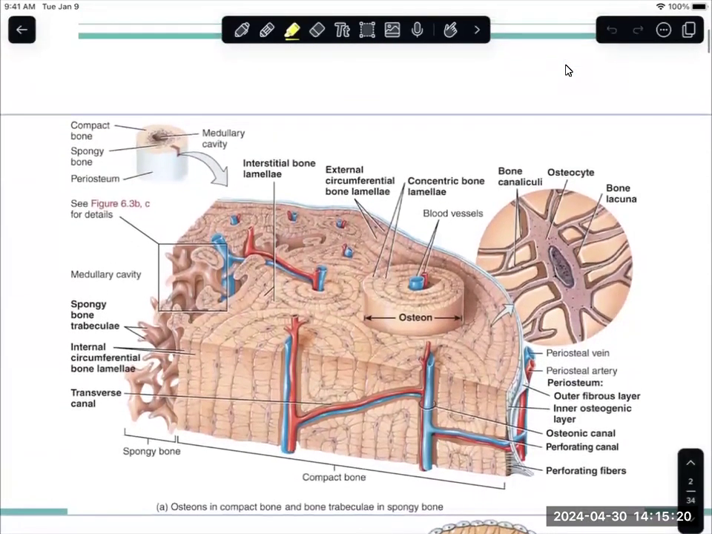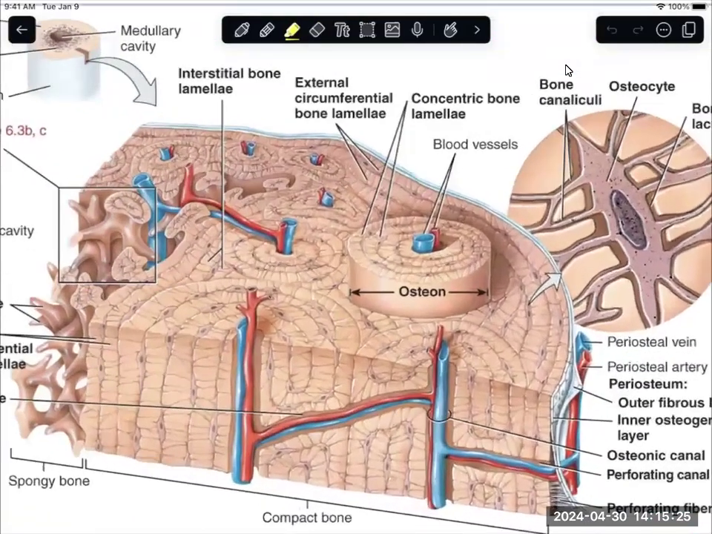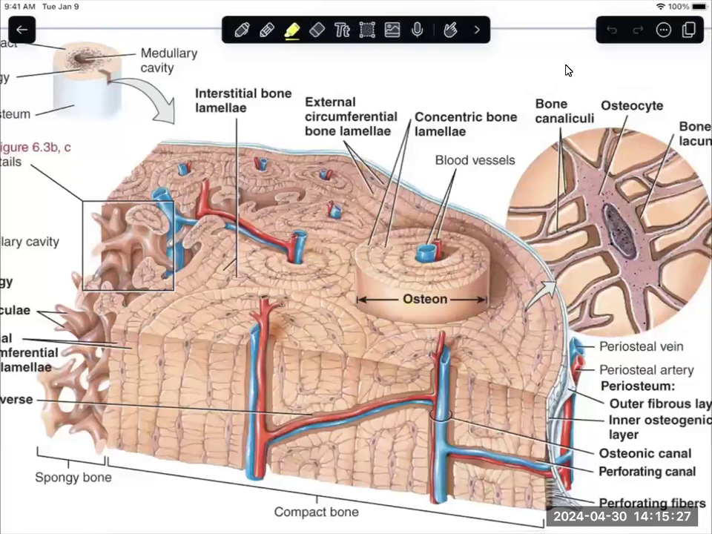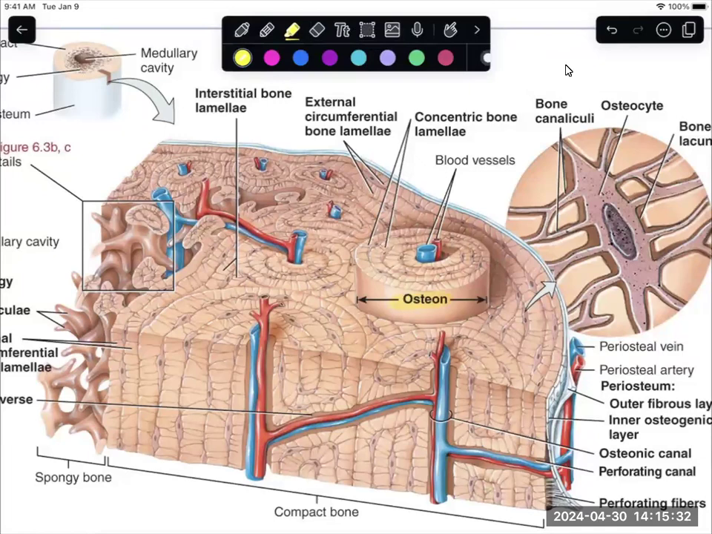So here is our bone. Our bones are made up of several osteons. These osteons are those circular types of concentric rows here. Each of these osteons is going to have these lamellae. Each of these concentric circles is considered a lamella.